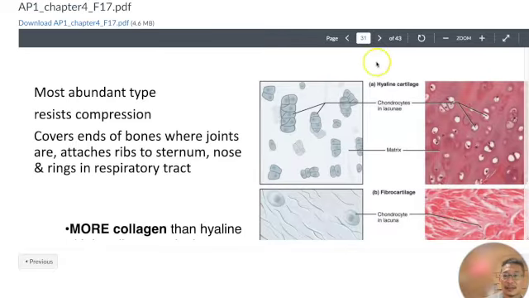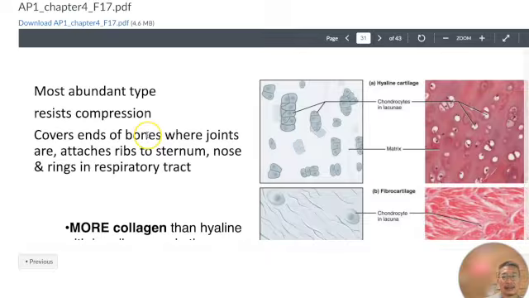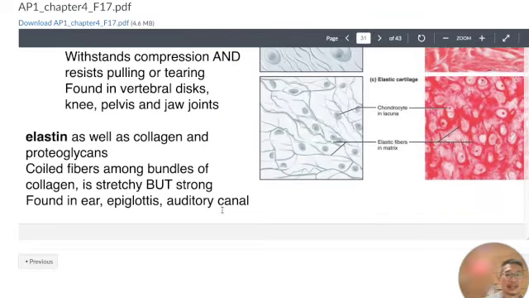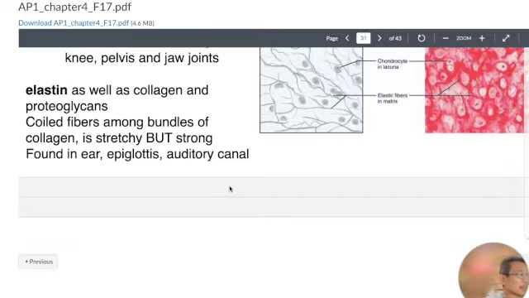So hyaline is the most abundant. It's everywhere. Fibrocartilage, think about the word fiber, is very tough. It's good for compression. The elastic cartilage, look at the name elastic. It's got elastin in it, and it is tough but stretchy. It's stretchy but strong, and tough. Found in your ear.